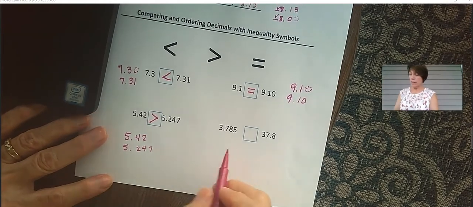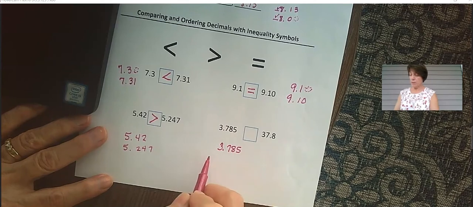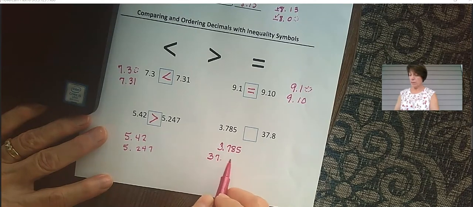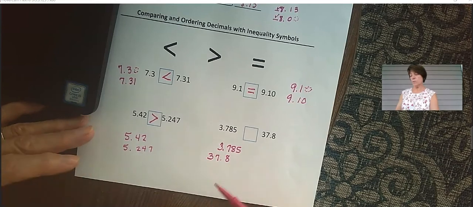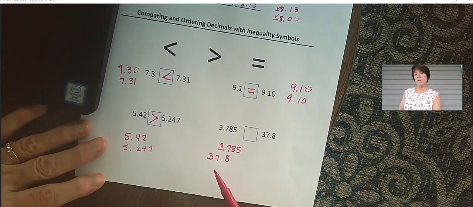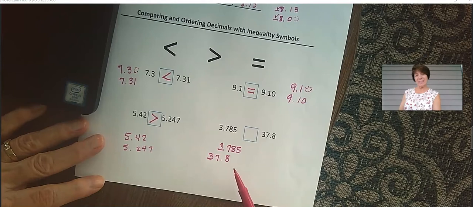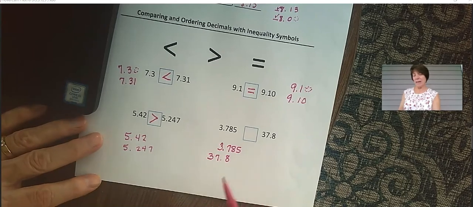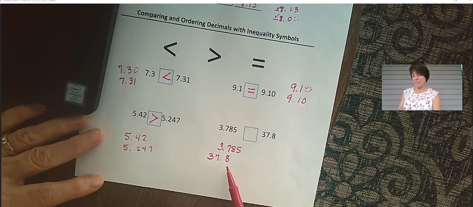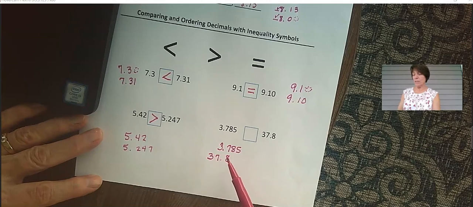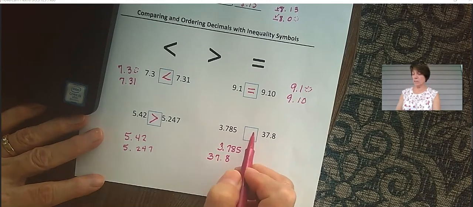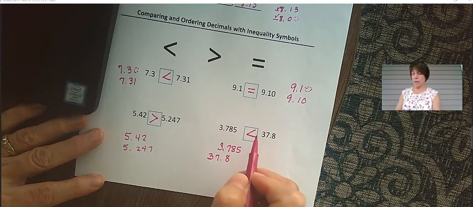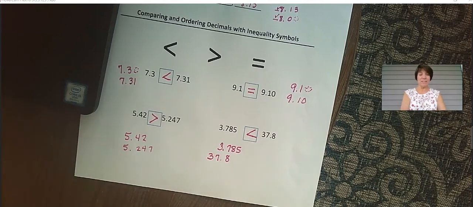All right, looking at our last one here, we've got 3 and 785/1000, and we're comparing with 37 and 8/10. Well, this one's pretty obvious, right? Because if we were thinking money, $37.80 is a lot more than $3.78, or 79 cents if we were rounding that. So 37 and 8/10 is larger than 3 and 785/1000. So our inequality symbol would go this way. All right, you've got this lesson down, guys.